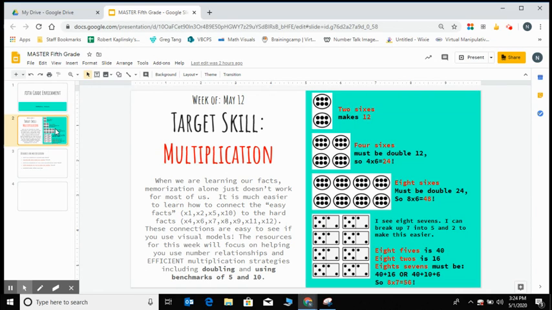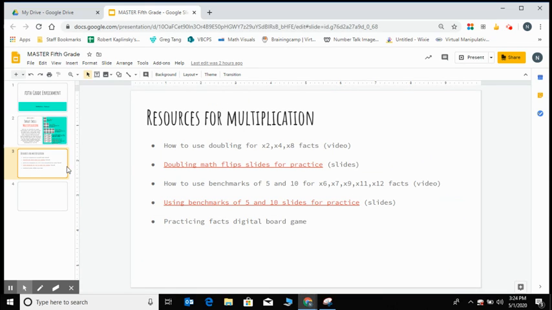The target scale is multiplication and just getting really fluent with some of those harder multiplication facts. Remember, you don't have to memorize all your facts, but if you use strategies like doubling and benchmarks of 5 and 10, you can use the easy facts to help you with the hard facts.